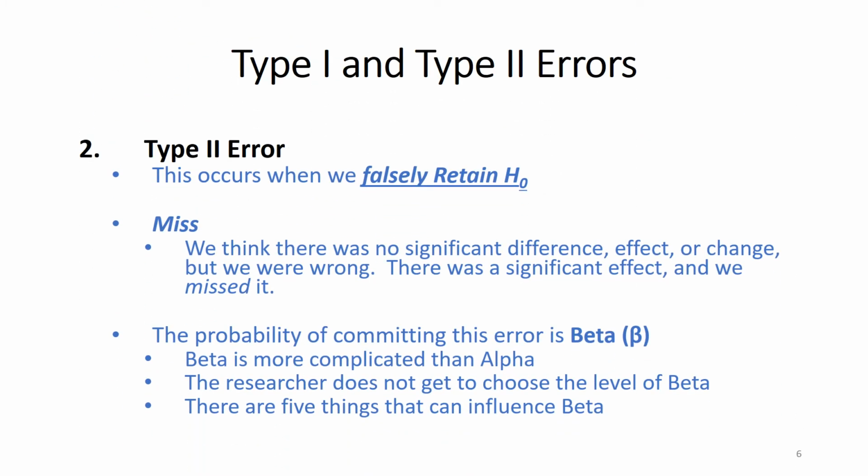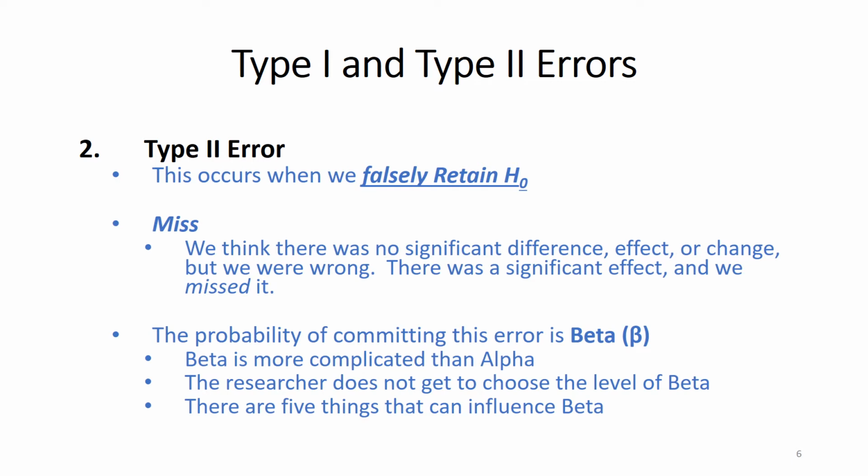The second type of error is a type 2 error. This occurs when we falsely keep or retain the null hypothesis, or as we've been saying so far, when we fail to reject the null hypothesis. So we as researchers go, I didn't see anything. I don't see a significant effect. But in fact, there was a significant effect, but we missed it. So the term miss is often associated with a type 2 error. And reading from the bullet point, we think there was no significant difference, effect, or change, but we were wrong. There was, in fact, a significant effect, and we missed it.